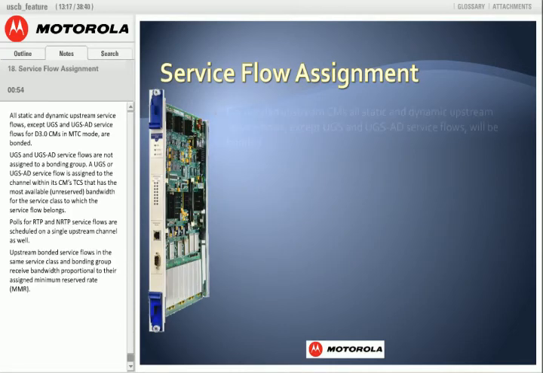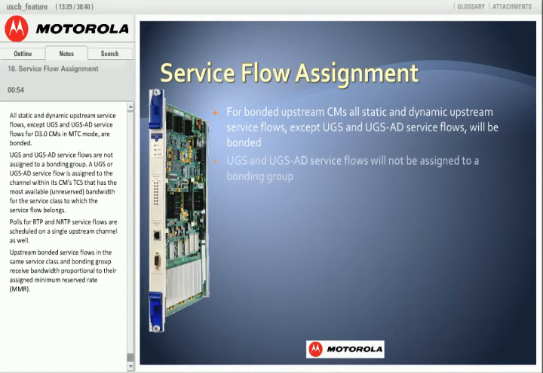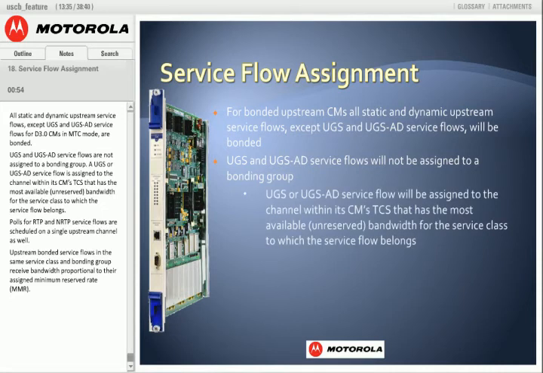Service flow assignment. All static and dynamic service flows except UGS and UGS-AD service flows for DOCSIS 3.0 cable modems in MTC mode are bonded. UGS and UGS-AD service flows are not assigned to a bonding group. A UGS or UGS-AD service flow is assigned to the channel within its cable modem's transmit channel set that has the most available bandwidth for the service class to which the service flow belongs.